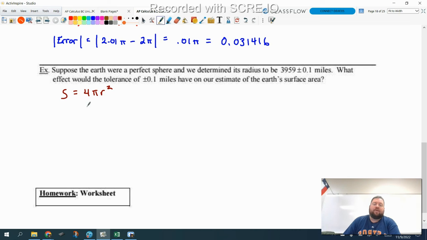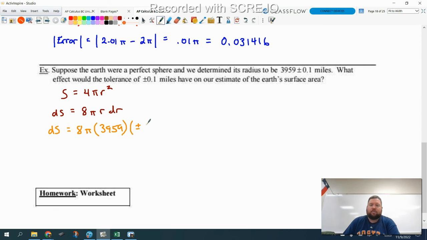So this is it. S is equal to 4 pi r squared. And then we're going to take the derivative of that in our differential form. So dS is equal to 8 pi r dr. All right, and then our change in surface area, dS, is equal to 8 pi, the original radius, 3,959, multiplied by the change in the radius. And you don't want to do plus or minus. Well, I guess you could do plus or minus. All right, let's put the plus or minus in there. So plus or minus 0.1.